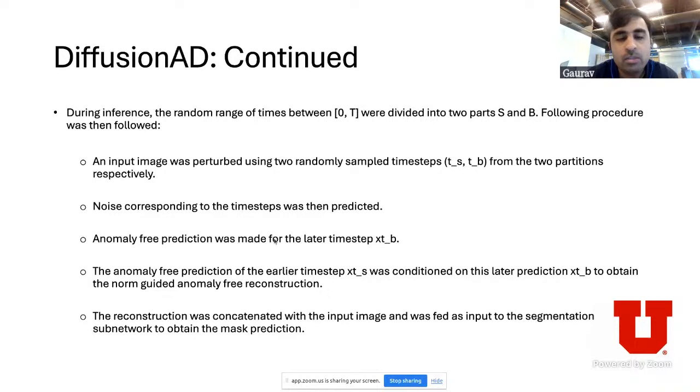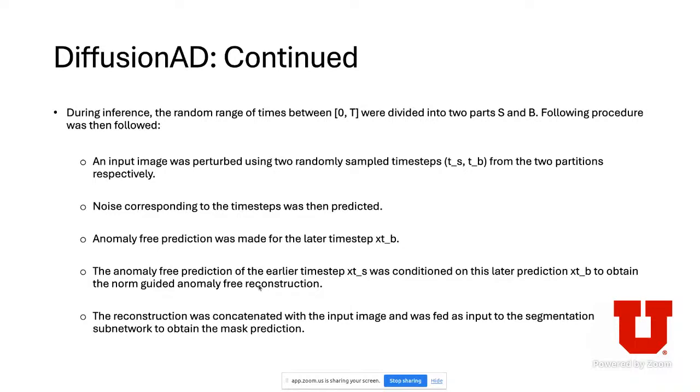Anomaly free prediction was made for the later time step XTB. So first, we have a larger noise time step where we added a larger amount of noise, and we made an anomaly free prediction for this later time step. The anomaly-free prediction of the earlier time step (XTS) was conditioned on this later time step (XTB) to obtain the norm-guided anomaly-free reconstruction. So the noise prediction was being conditioned on the later prediction in order to come up with a norm-guided anomaly-free reconstruction. What does reconstruction mean for the norm guided anomaly free reconstruction?